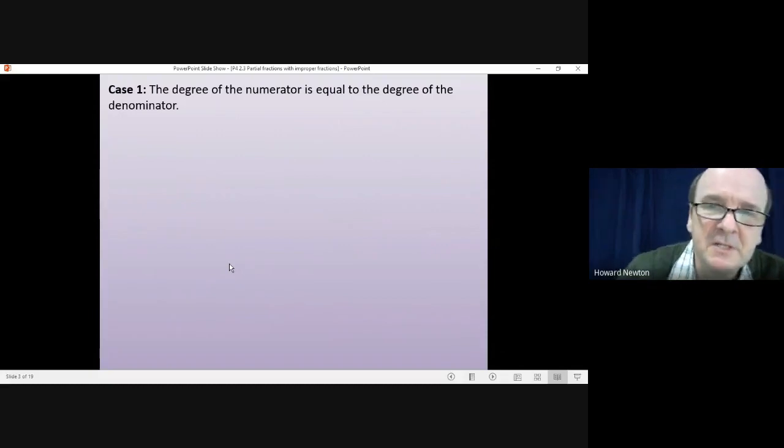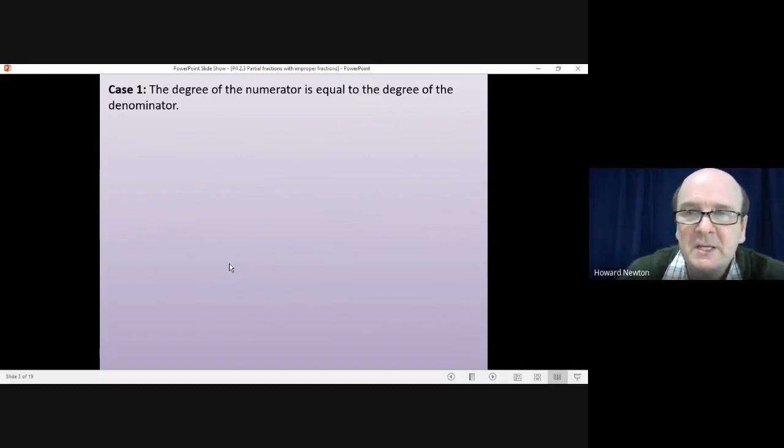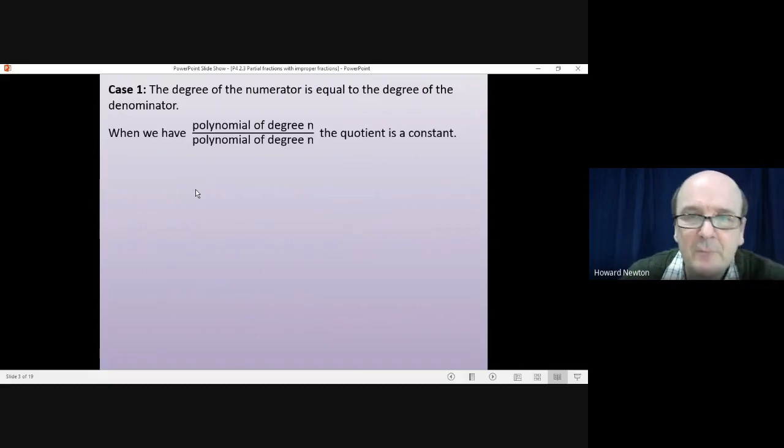There are two cases. Either the degree of the numerator is equal to the degree of the denominator, or the degree of the numerator is greater than the degree of the denominator. We'll look at case 1 first, where they're both the same. It's where we have a polynomial of degree n divided by another polynomial of degree n. If that's the case, then the quotient is a constant.